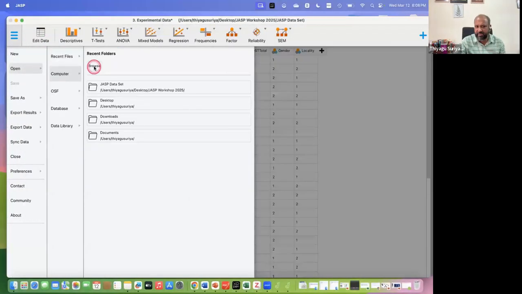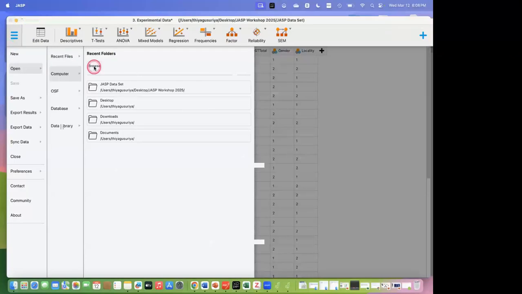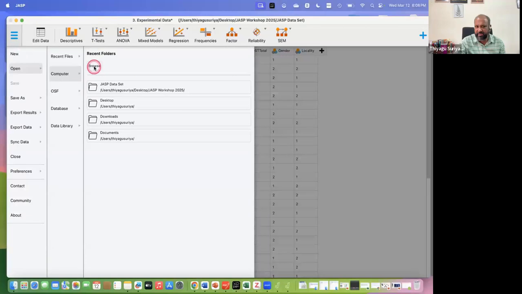Hope all are open, right? Now we need to make some changes. The group is 1 for control group, 2 for experimental. How to define this? Double click on group. Yes, good. Then the label.